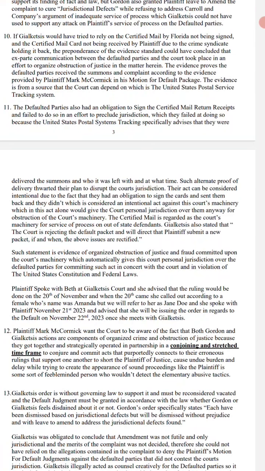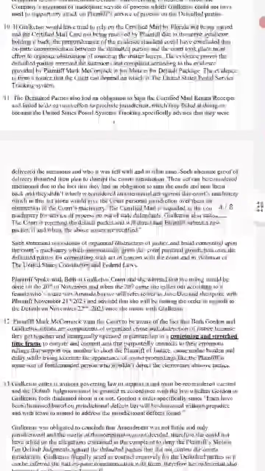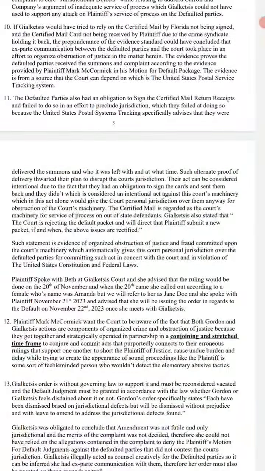The order issued by Gialketsis contradicts itself because it stands to use Michael Gordon's order to support its finding of fact and law, but Gordon also granted plaintiff leave to amend the complaint to cure jurisdictional defects while refusing to address Carroll and Company's argument of inadequate service of process, which Gialketsis could not have used to support any attack on plaintiff's service of process on defaulted parties.